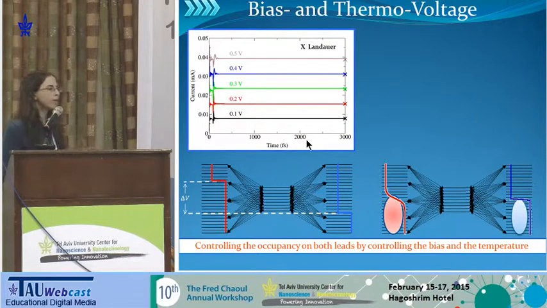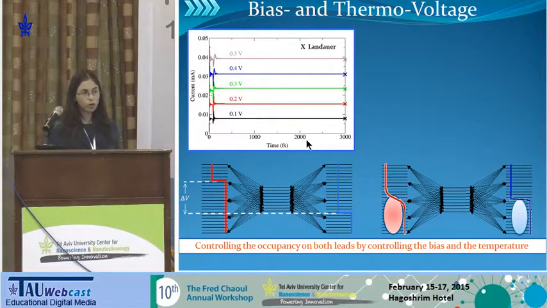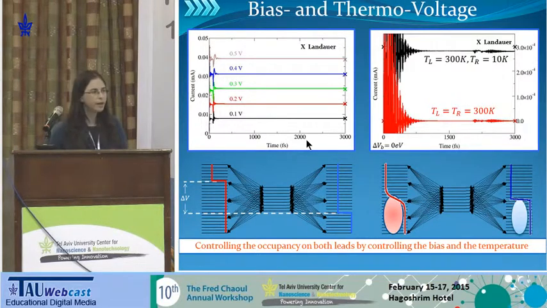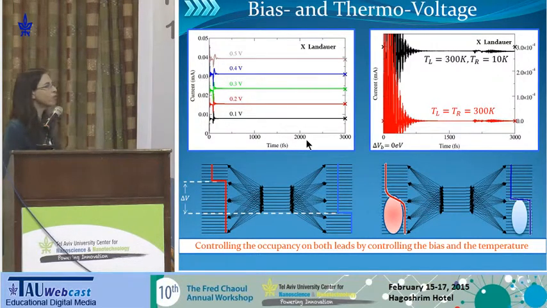Here we can see the current as a function of time again for different bias voltages, and we can see that as we increase the bias, we increase the Fermi window, and as a result we're getting a higher steady state current. Here we can see again the current as a function of time for two systems.